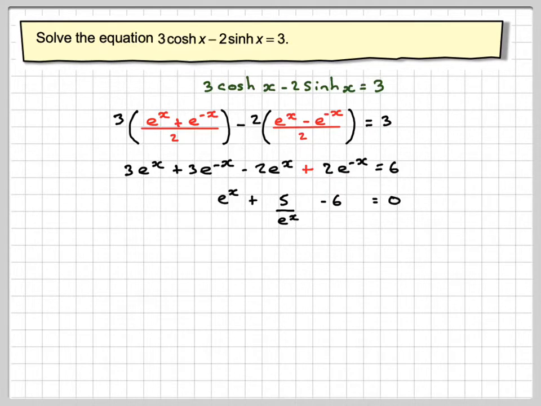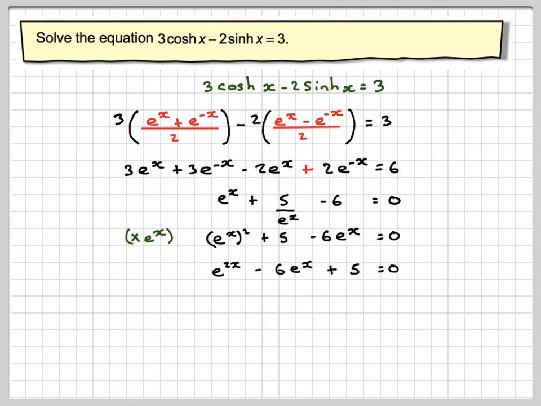Because we don't really want that in the denominator, we're going to multiply the whole thing through by e^x. So this becomes (e^x) squared, and this will become 5, because the e^x will cancel out, and then we get minus 6e^x, and that's equal to 0. Rewriting it, it becomes e^(2x) minus 6e^x plus 5 is equal to 0. This is a quadratic in e^x.